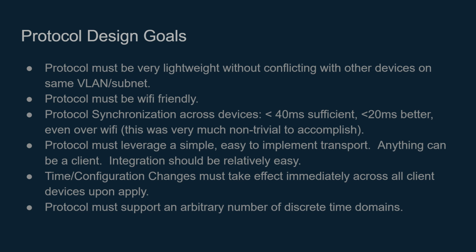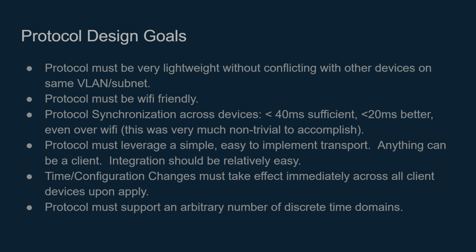The protocol must be very lightweight without conflicting with other devices on the same VLAN subnet. Goes without saying, you've got Wi-Fi throttles and whatever else running, not to mention other use cases outside of model railroad. So we want to be able to not conflict. The protocol must be Wi-Fi friendly, obviously.